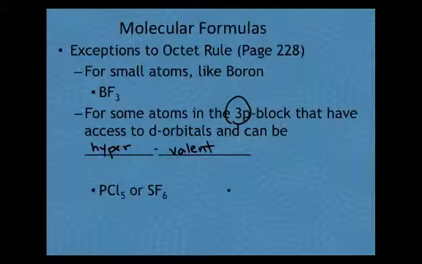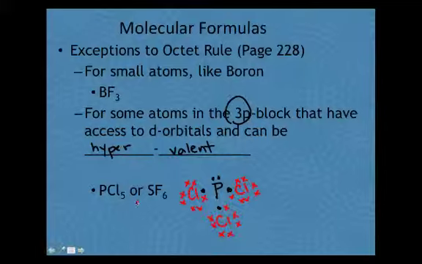Some examples would be phosphorus pentachloride and sulfur hexafluoride. So let's draw phosphorus with its 5 valence electrons. Do you see where the chlorines fit in? We'll put one of them here with its 7 valence electrons. And then we'll put one of them here. And so each lonely electron for phosphorus gets a chlorine. So there's phosphorus trichloride, but I want pentachloride.